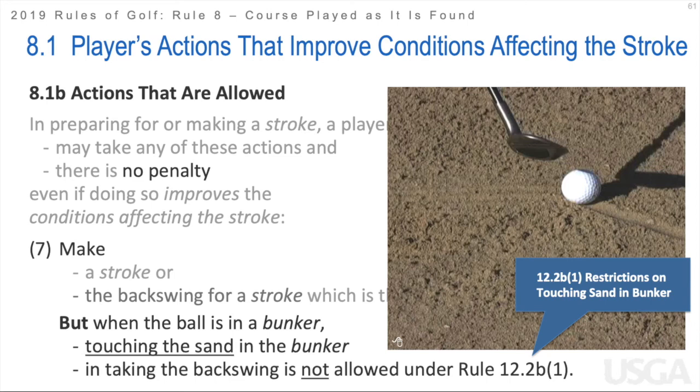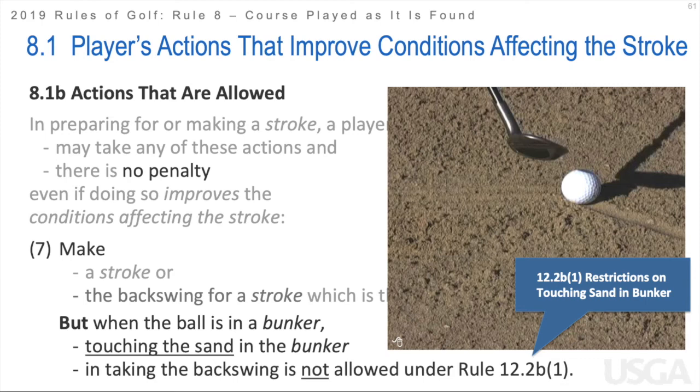Again, when the ball is in the bunker, touching the sand in the bunker, including during the backswing, is not allowed. So the video we just watched, the reason why that was okay is because it was not in a bunker. If he had done that in a bunker on the course of his backswing and hit the sand, that would have been a problem.